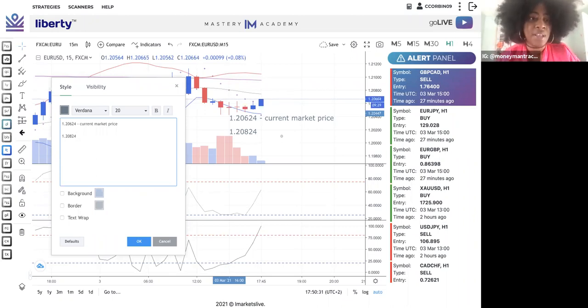If that makes sense, drop a 777 in the chat. And let me change my TP to 1.20824. Amazing. Yep, 20 pips. You can do whatever you want, but the standard is about 20 to 25 pips.